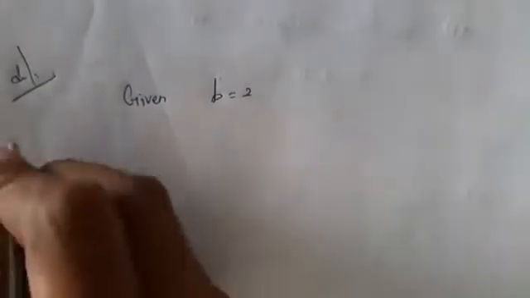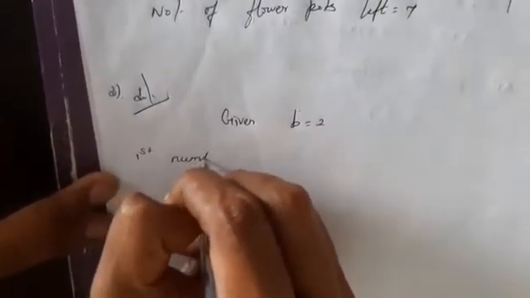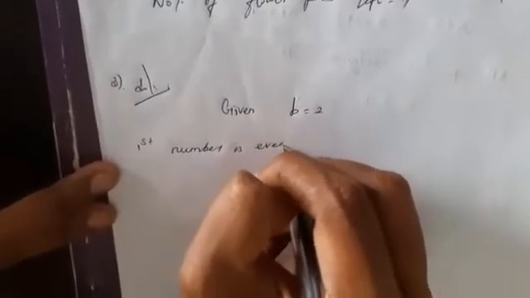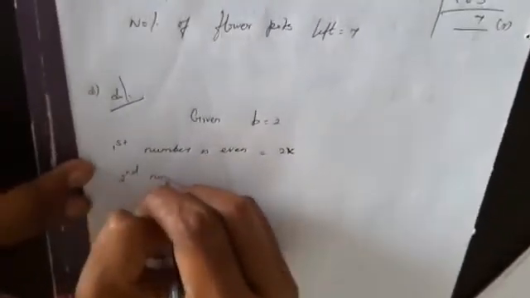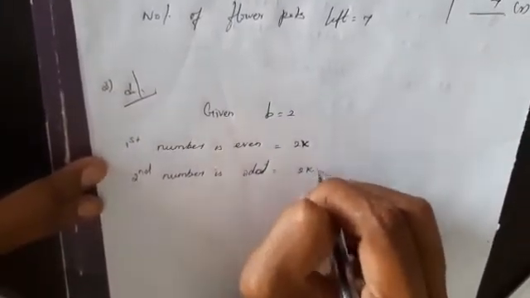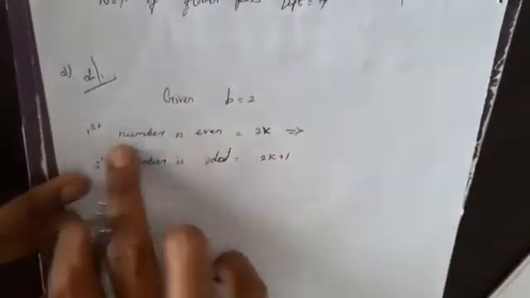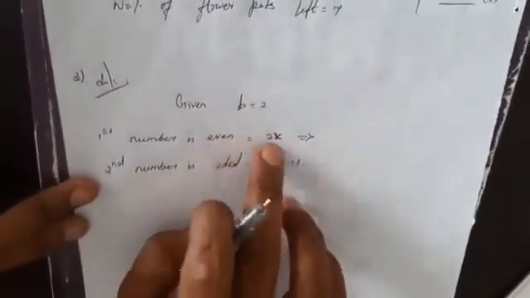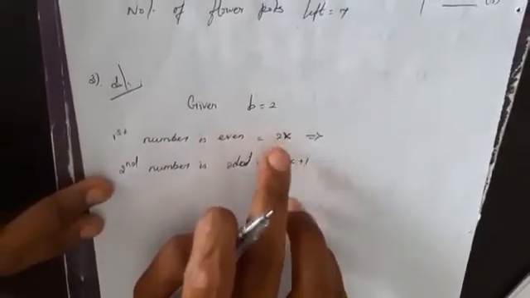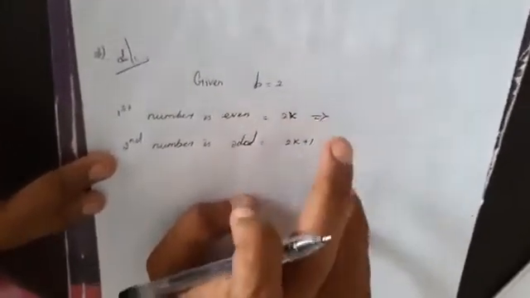Okay, first number is even or odd. So first I take even number 2k, 2 into k. Second number is odd, 2k plus 1. Example, first number is even. Even is equal to 2k. So 2 into k, 2 into anything. 2 into anything, that answer is an even number.